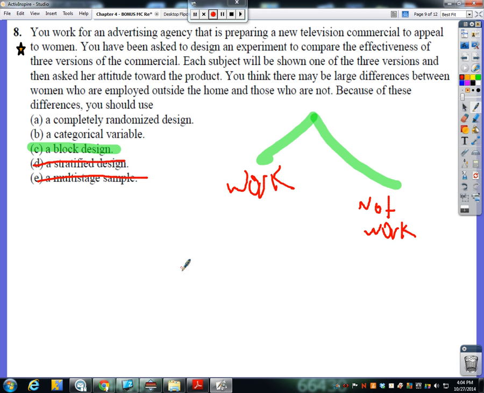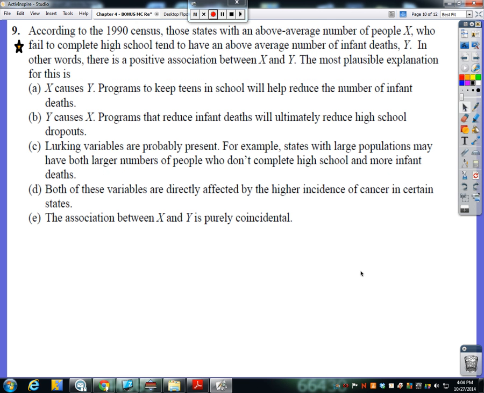Completely randomized, that would just be we throw all the women into one big group and then split them up and show a third version 1, a third version 2, and a third version 3. Categorical variable, that really makes absolutely no sense. So this is just a block design we'd want to incorporate.